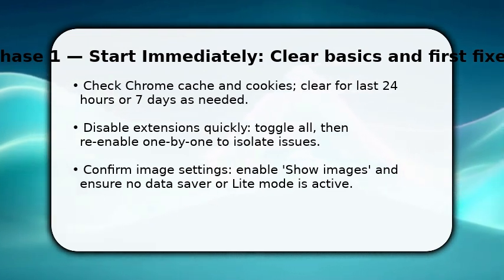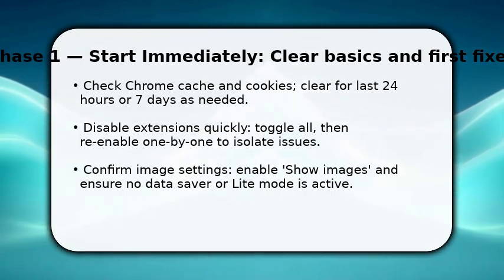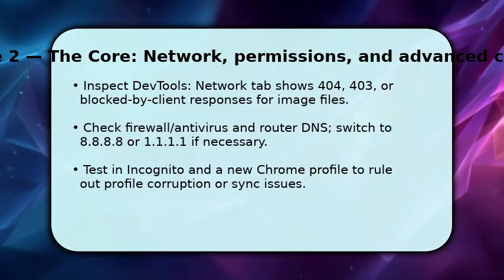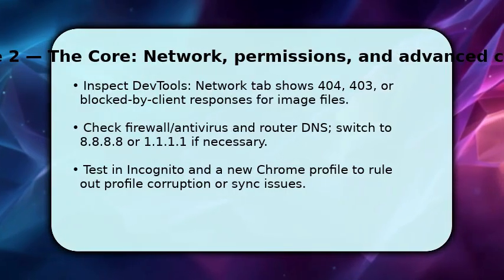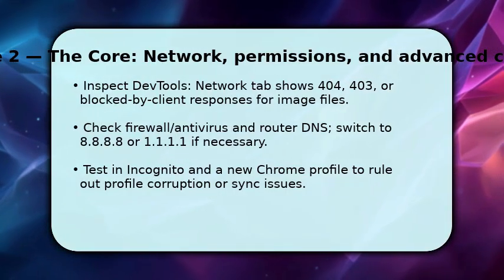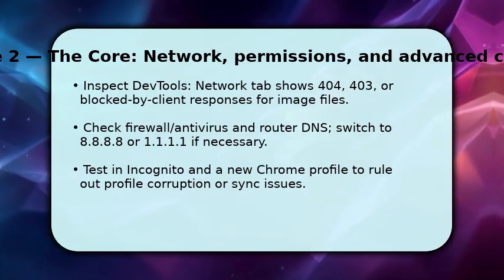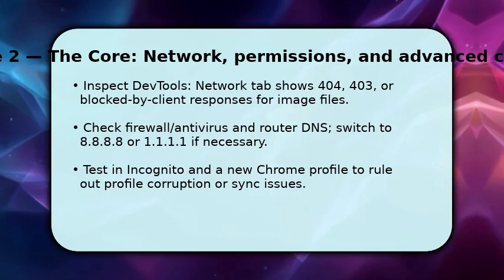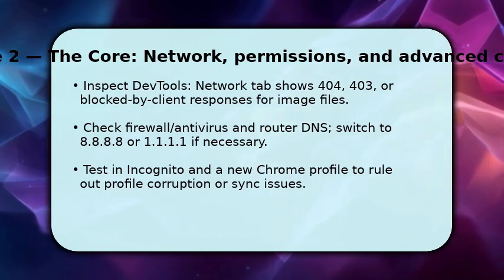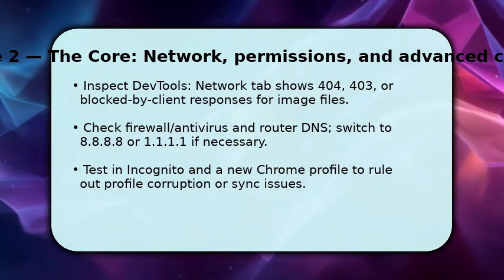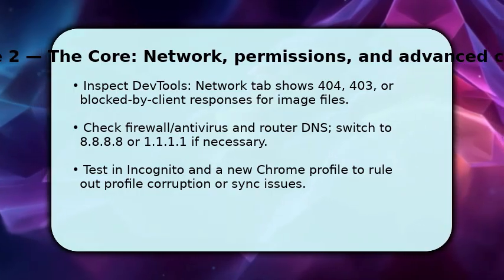Once basic steps fail, open DevTools and watch the Network tab while reloading. Look for 404, 403, or blocked by client errors on image requests to understand why they fail. Make sure your firewall or antivirus isn't intercepting images and try changing DNS to 8.8.8.8 or 1.1.1.1 to bypass DNS-based blocking.